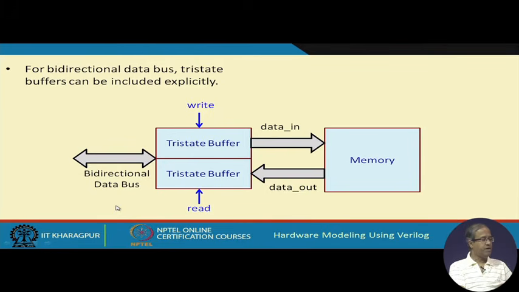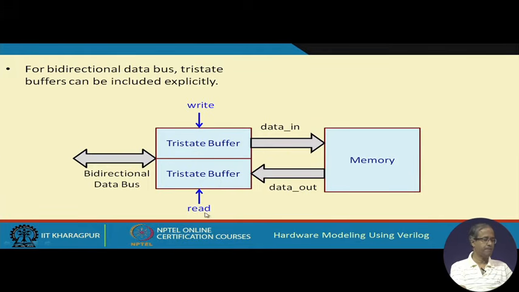Now, let us see how we can make it bidirectional. This much we have implemented: a memory module with separate data out and data in. Now, what you do is use two sets of tri-state buffers. One we activate by write, the other we activate by read. In the previous example there was no separate read signal, so we can activate it by write bar.